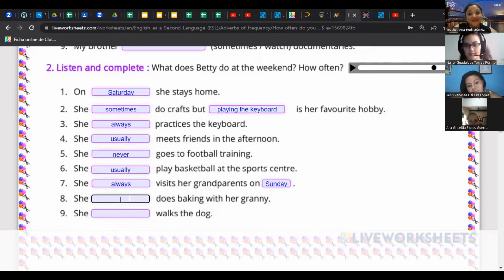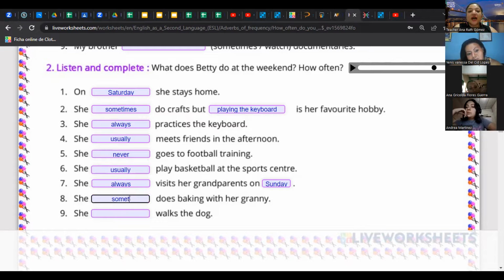What is the word? Sometimes. She sometimes does baking. And guys, I have a question. What is the meaning of granny? Abuela, granny. So, grandmother, grandma, and granny. Los niños les suelen decir granny a las abuelitas. Okay? And the last one. Her biscuits are delicious. Cookies. Oh, lucky you.